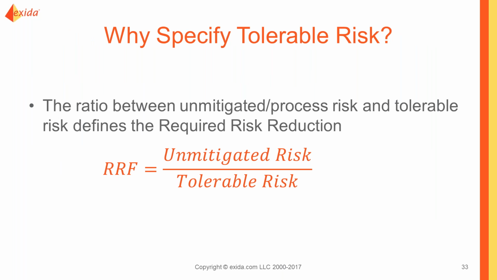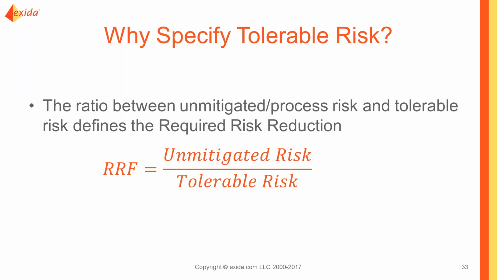Now, why do we need to specify a tolerable risk? Because if we're going to determine how much risk reduction we need, we need to know what our target is. And to do that, we have to understand not just the risk associated with the machine. Again, risk would be the consequence and the frequency, but also the risk reduction is then that unmitigated risk compared to the tolerable risk.